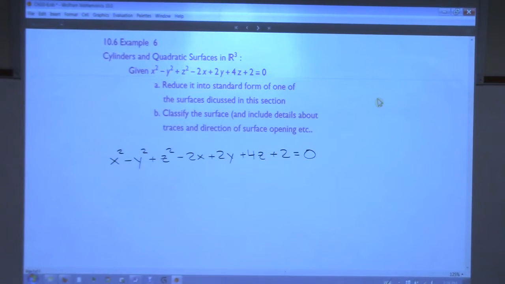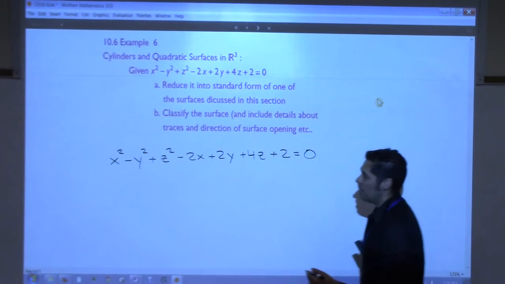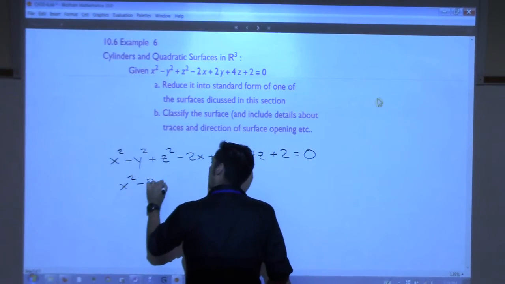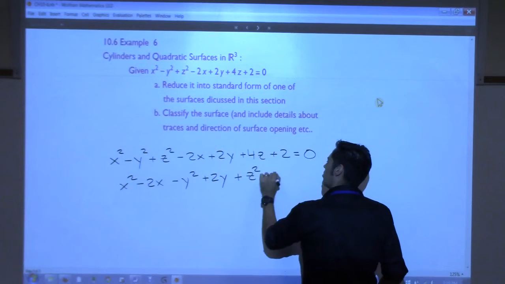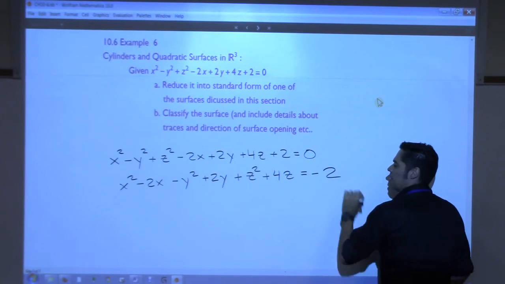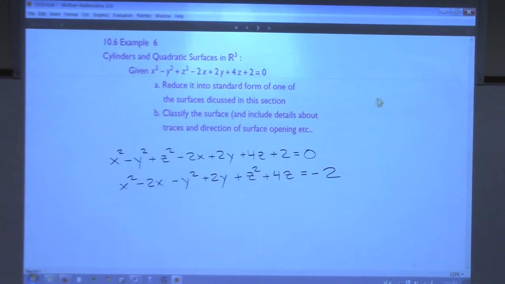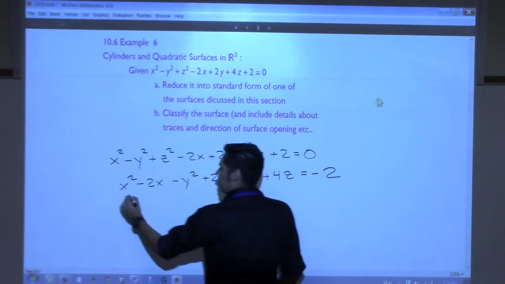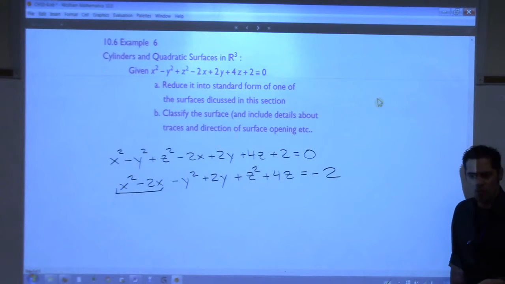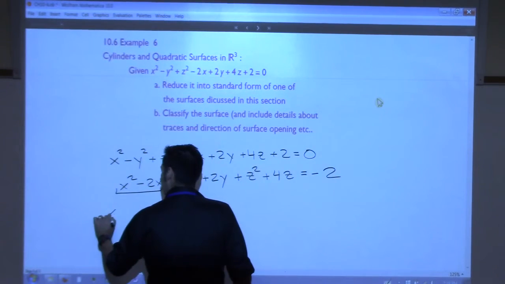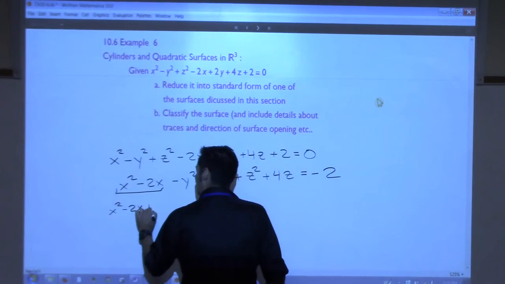What does this draw? Well, what did we do way back in the beginning of this class when we saw something like that? We completed the square, didn't we? Let's get things together here. X squared minus 2x minus y squared plus 2y plus z squared plus 4z. I'll take that 2 to the other side, make it negative 2. These 2, I can complete the square on right away. Take half of negative 2, square it, add and subtract. So this becomes x squared minus 2x, and I'm going to add 1 and subtract 1 right there.